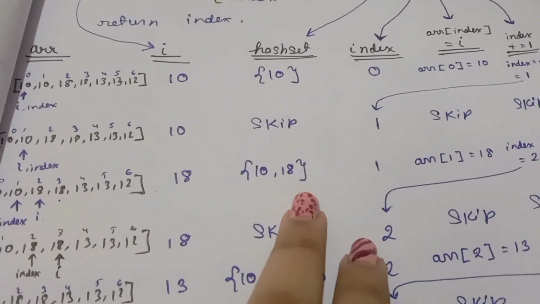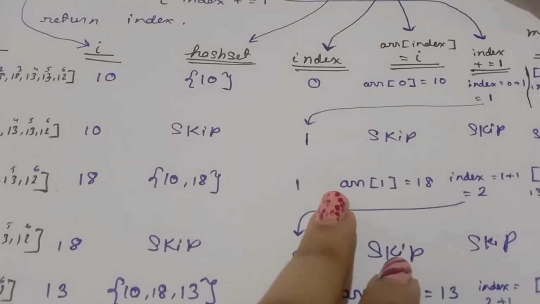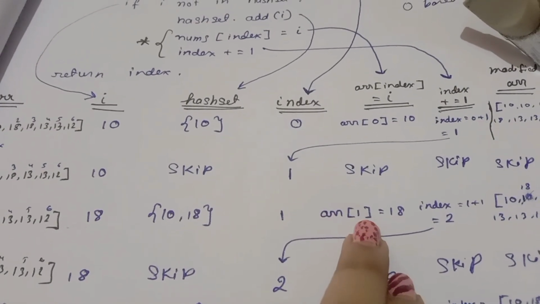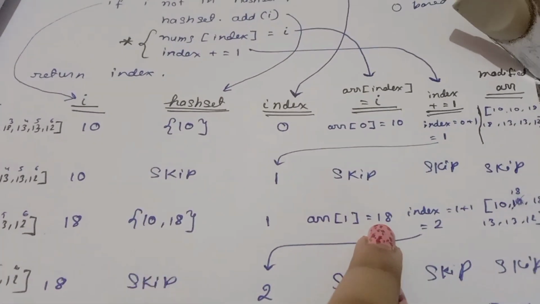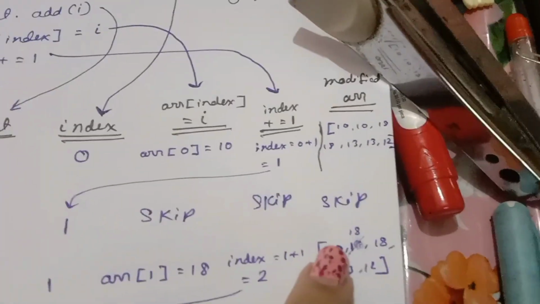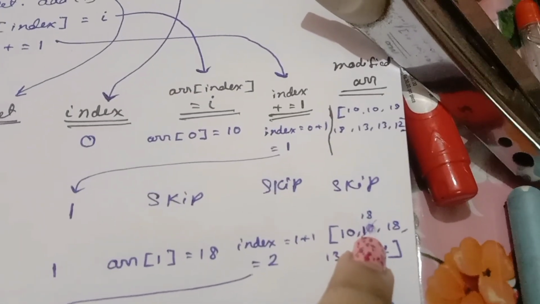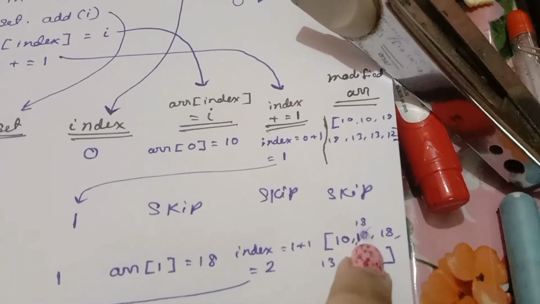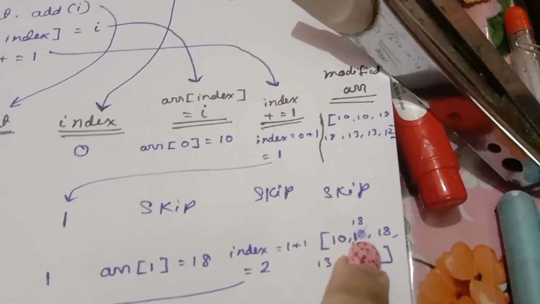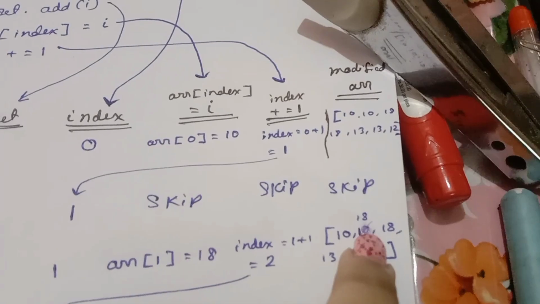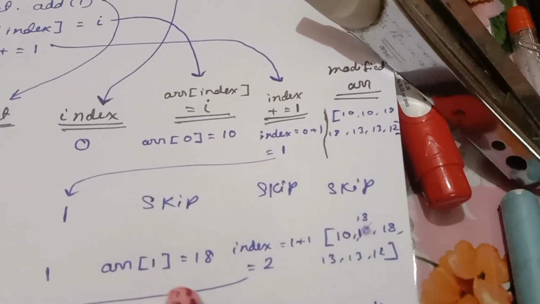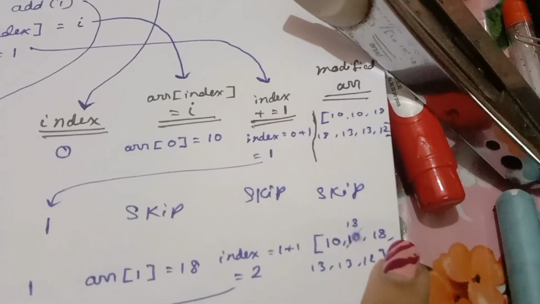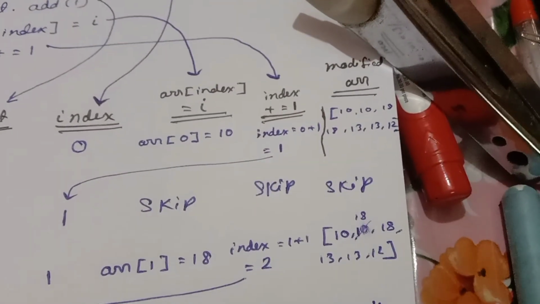So again the addition in the hash set takes place, and index is 1 now. So now the array at index 1 is equal to the ith element. Initially the 1th place element was 10. That 10 is being overwritten by this 18. So this is the exact working of this part. In the same array we are doing this modification.